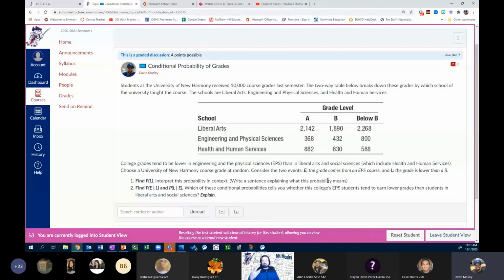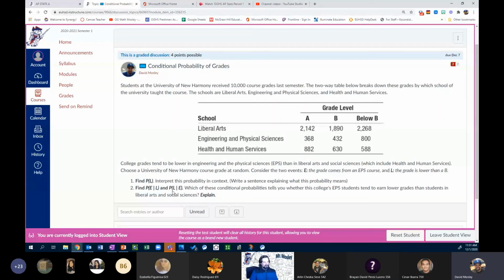Again, consider this situation like we've put all 10,000 course grades into a hat, and we're going to select a piece of paper that tells us the grade and where it came from, which school. What are the chances it's an A, B, or below a B, and what school it came from? That's the data we're pulling from the hat. So the first one is, what's the chance that you pull a grade below a B? Second one, what's the probability that you pull a grade from an EPS course given that the grade is lower than a B? So the conditional event is the grade being lower than a B.